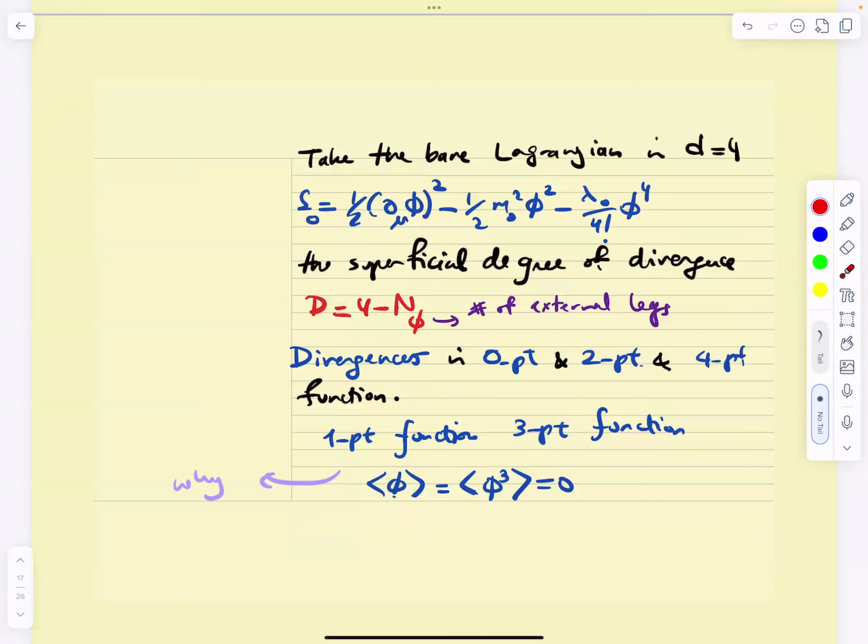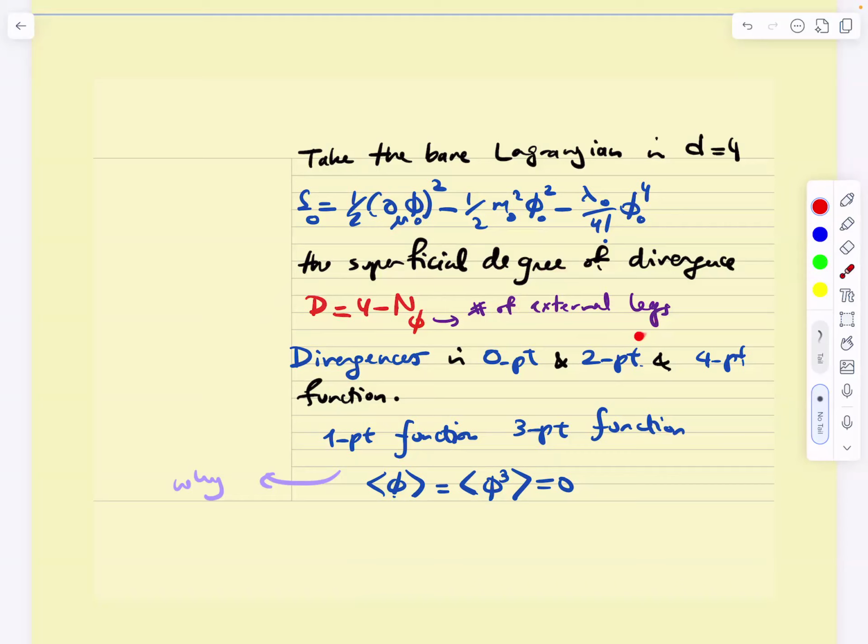All right. Now, to see this principle work, let's go back to the lambda phi 4 theory in D. I just want to put the zeros so that you remember that this is bare. Consider the bare Lagrangian in space-time dimension 3 plus 1, with all bare variables. The superficial degree of divergence, D, is 4 minus n phi, the number of external legs.